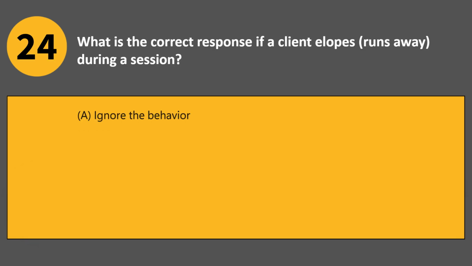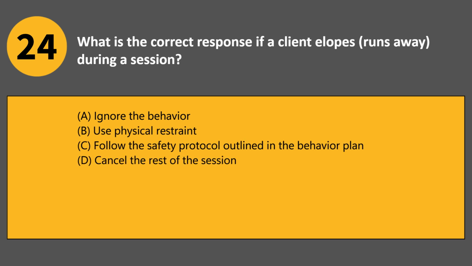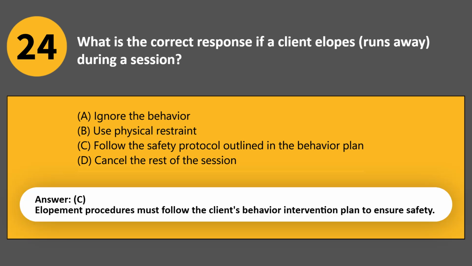What is the correct response if a client elopes, runs away, during a session? A. Ignore the behavior. B. Use physical restraint. C. Follow the safety protocol outlined in the behavior plan. D. Cancel the rest of the session. Answer: C. Elopement procedures must follow the client's behavior intervention plan to ensure safety.